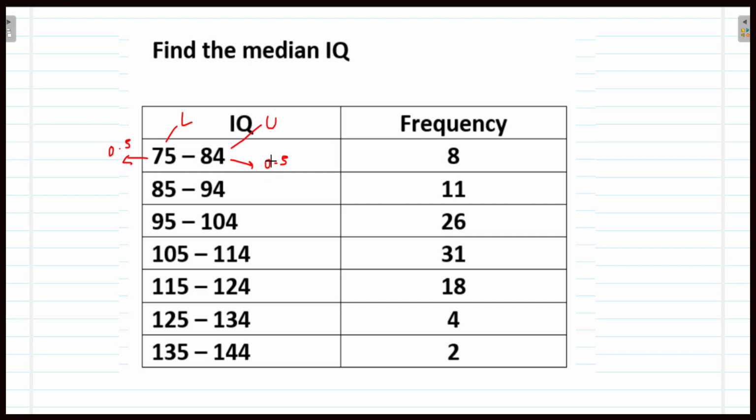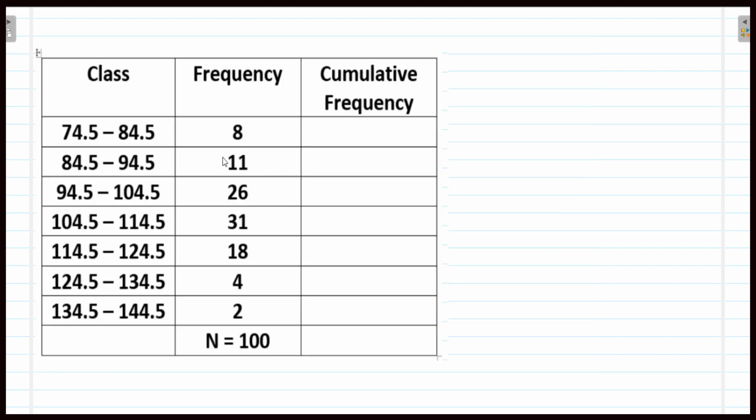Now we will see how to convert this and write the new table. So friends, see the table on the screen, where we have converted the classes to the exclusive form. 74.5 to 84.5: we have subtracted 0.5 from the lower limit and added 0.5 to the upper limit. Then the next we got 84.5 to 94.5, and now you see that it's continuous. Now you can find the median as we have solved in the previous episode.